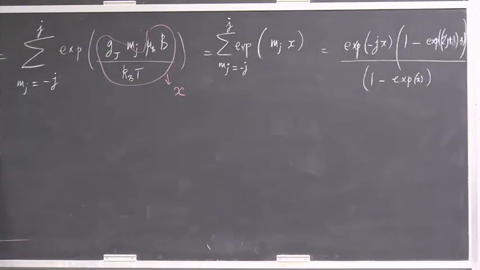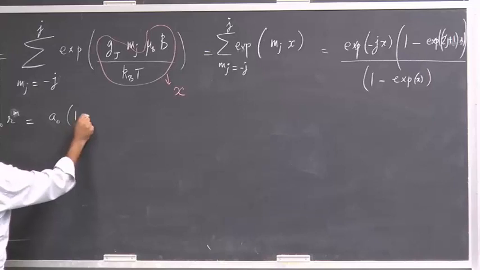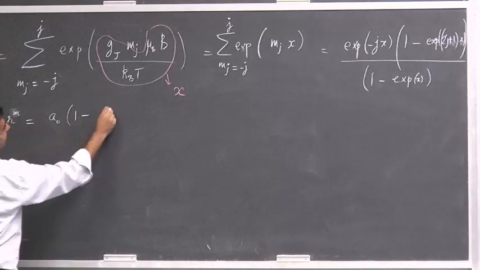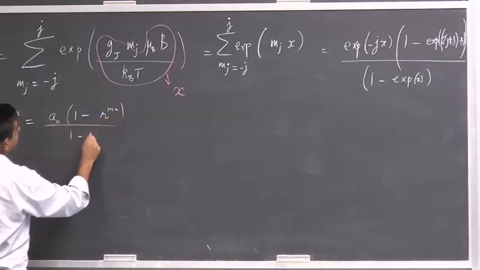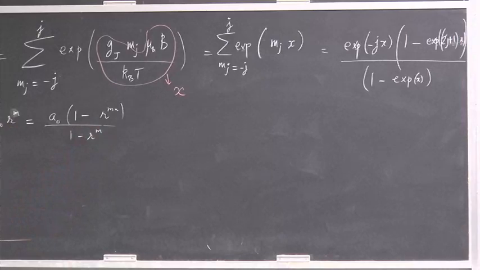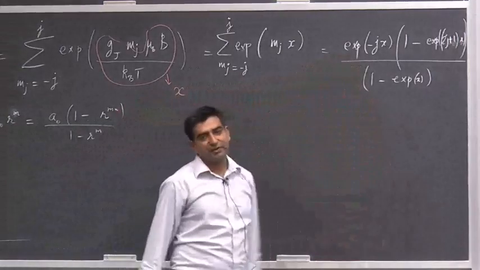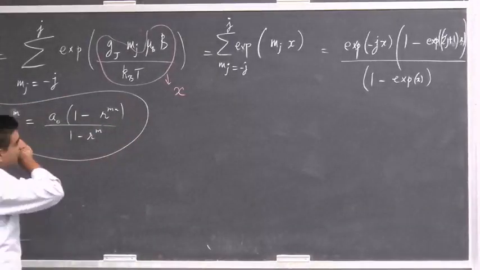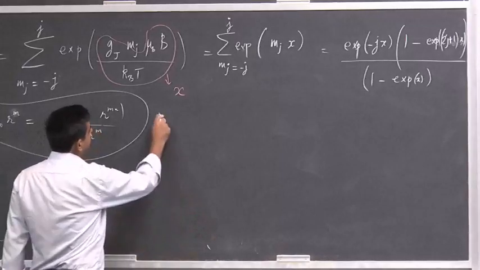The sum of a geometric series with first term a naught and ratio r, for n terms, is given by a naught times 1 minus r to the n, divided by 1 minus r, right. So you use this geometric series. This is the partition function. Now I leave the other calculations for you, but let's work out what the magnetization of this material is going to be.